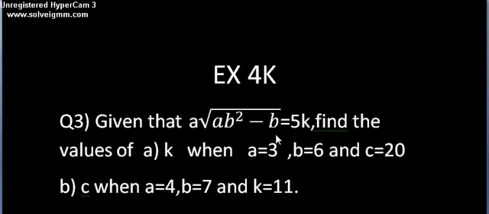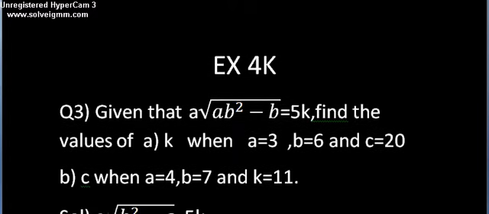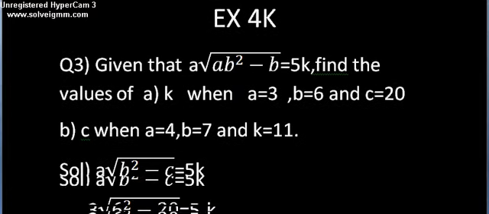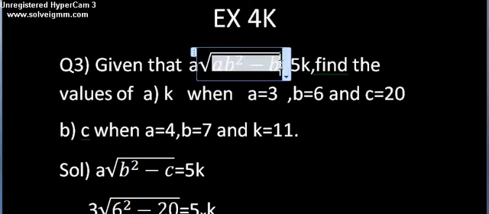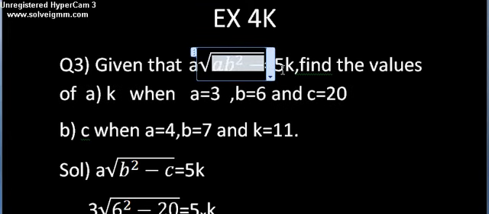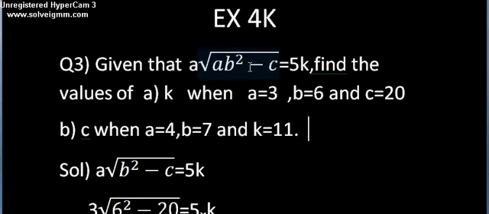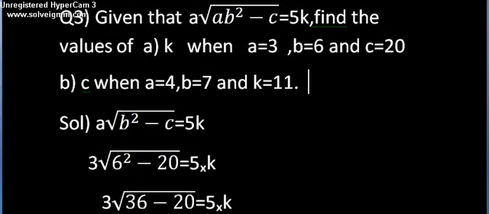Here we have to find the value of k, and a, b, c, these values are given. Sorry, in this question it is c. This is the mistake in the question. ab square minus c equals to 5k. Now first of all we have to put all the values which are given in the question.